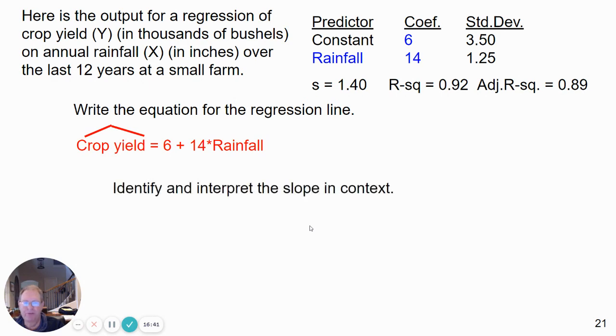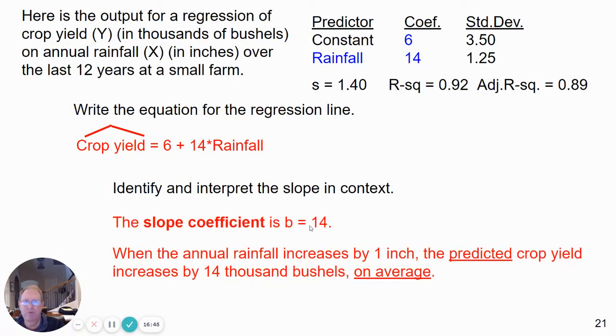Identify and interpret the slope coefficient. So my slope coefficient is 14, b is 14, and here's how I interpret it. When the annual rainfall increases by 1 inch, the predicted crop yield increases by 14,000 bushels on average. And having the word predicted or on average is critical to your answer here.